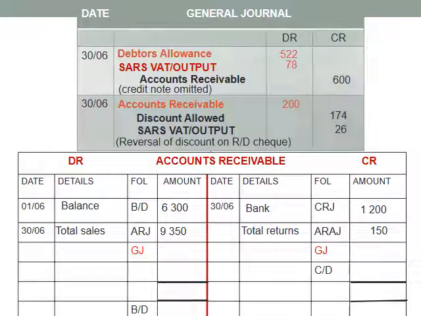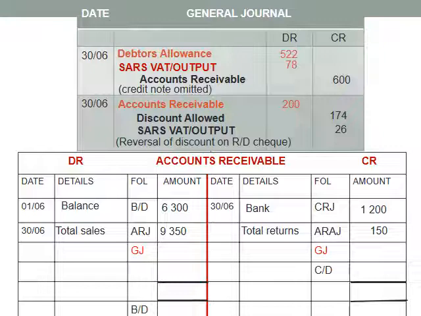After completing the general journal, entries must be posted into the general ledger. I have selected the accounts receivable to demonstrate the posting. If you look at the accounts receivable on the debit side, I have recorded the opening balance of this account at the beginning of the month. At the end of the month, I recorded the total sales, which were posted from the accounts receivable journal. These represent the total sales for the month.